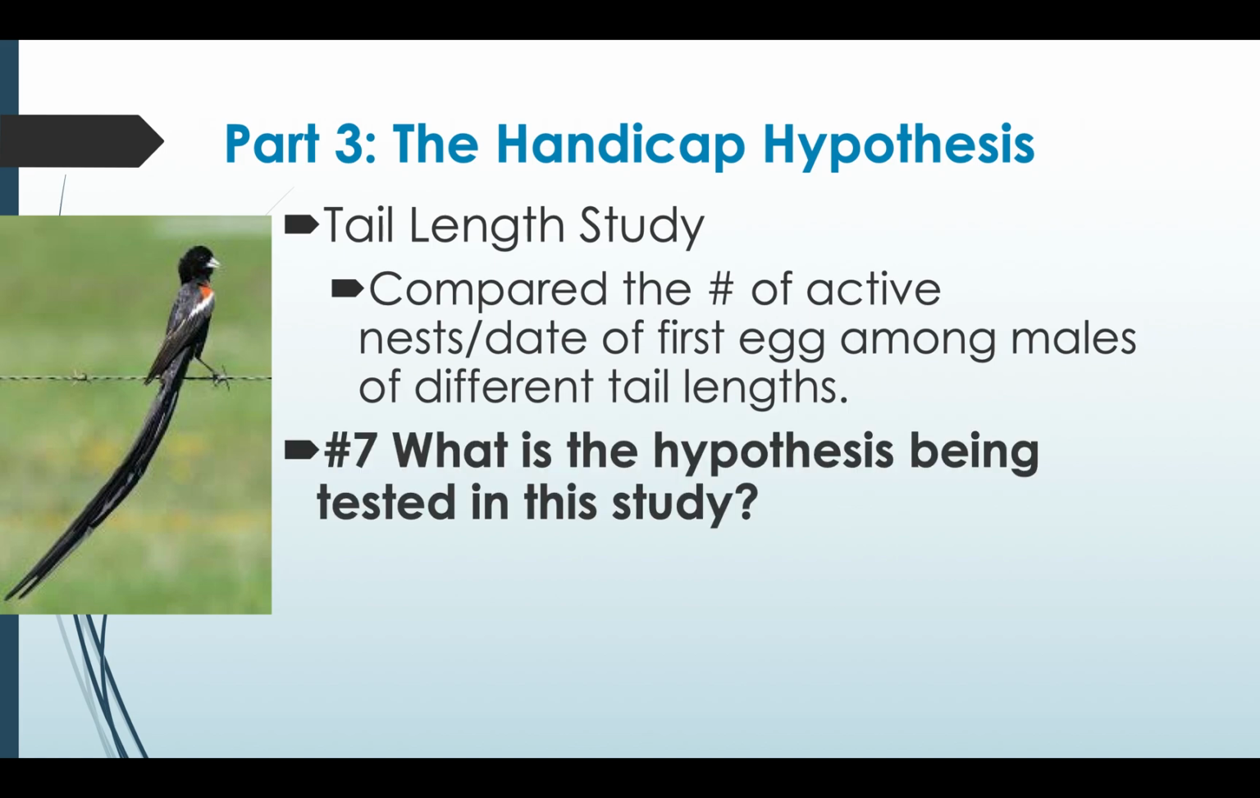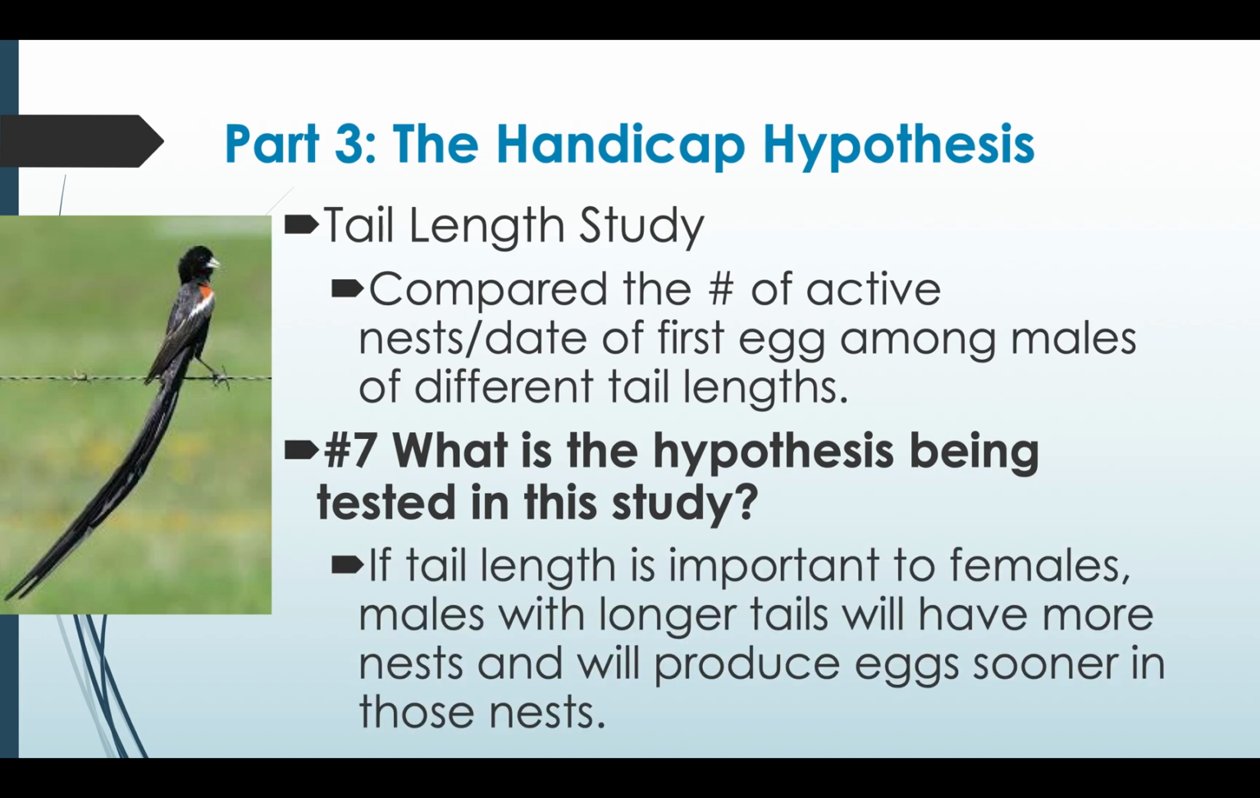So, what is the hypothesis being tested in this study? I want you to formulate a hypothesis of what's going on here. So you should have come up with something along the lines of: if tail length is important to females, males with longer tails will have more nests and will produce eggs sooner in those nests. Okay, so something along those lines.